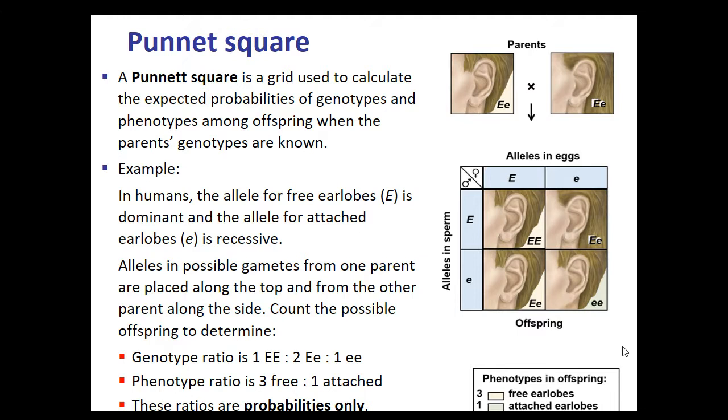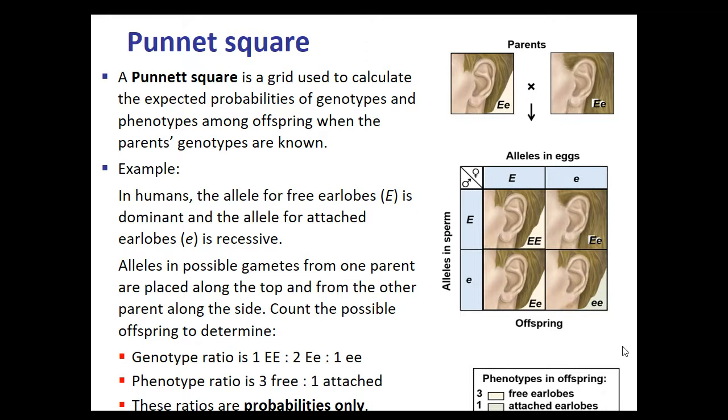So which is more likely? Which genotype is more likely? How do you tell? You can count. One of these, 2 of these, 1 of these. So there's 4 boxes here. 1 out of 4 is big E big E. 2 out of 4, or half, is big E little e. 1 out of 4 is little e little e.